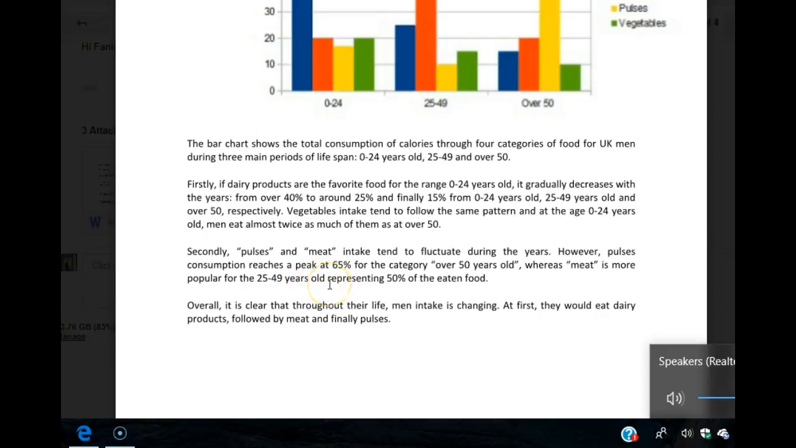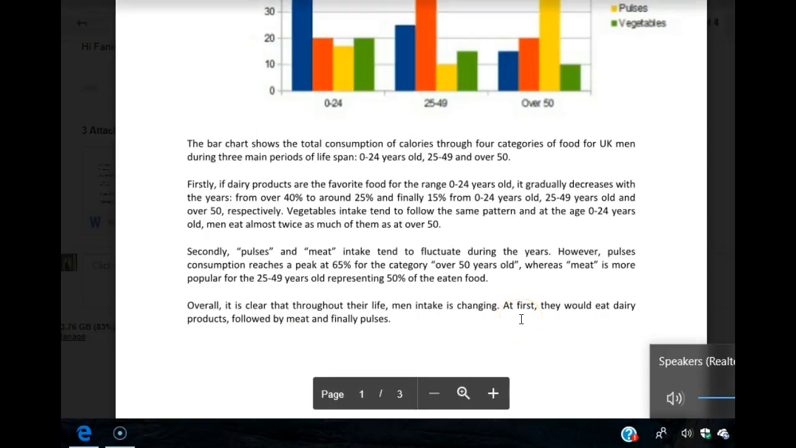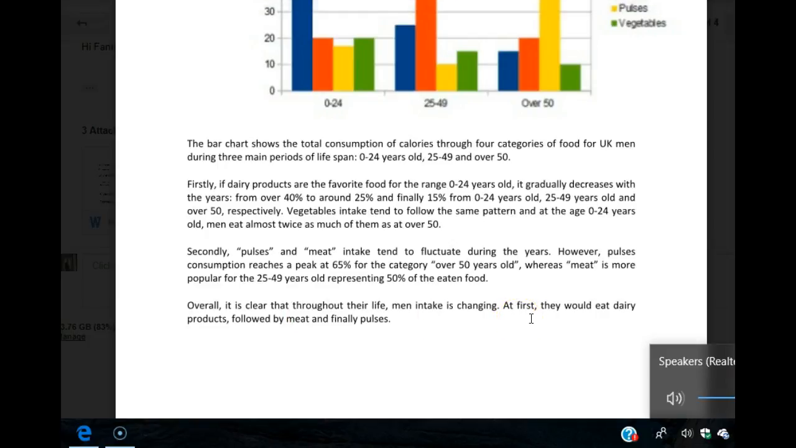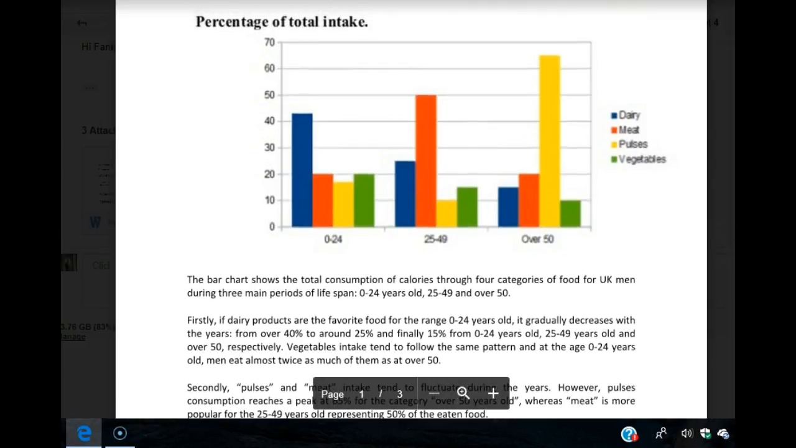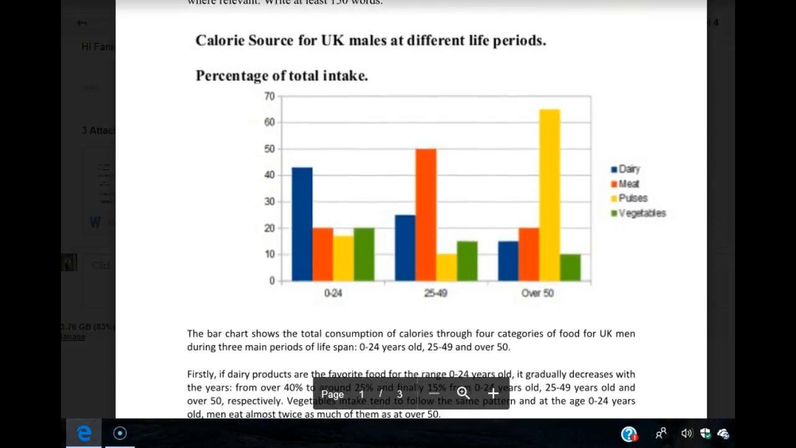That's fine. Overall, it is clear that throughout their lives, men's calorie intake varies, I guess, but even this, like I said, it's not the same people here. Okay, at first they would eat dairy products, followed by meat, and finally pulses. So Fanny, I really hope you've understood what I'm trying to say here at different periods.